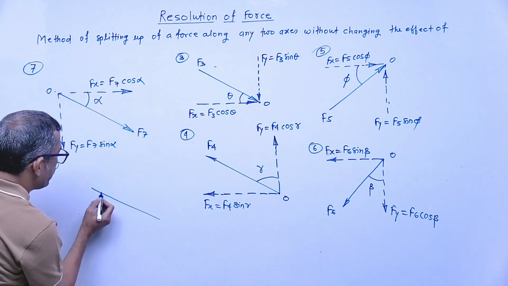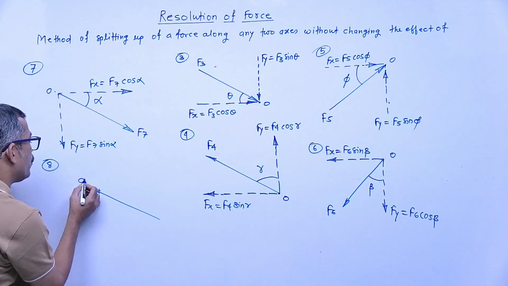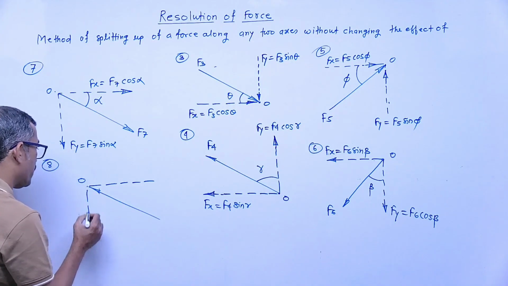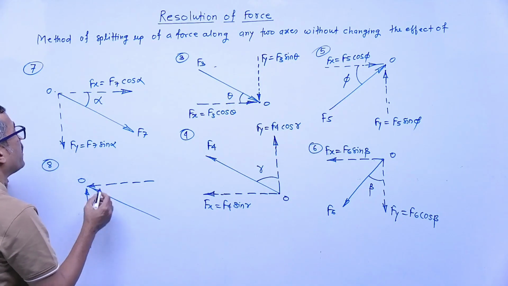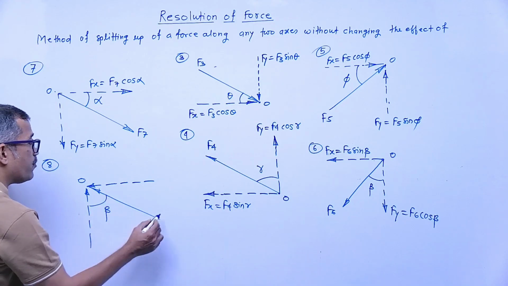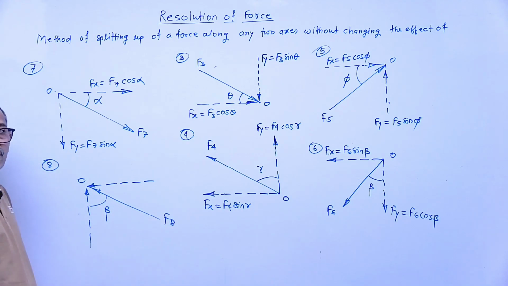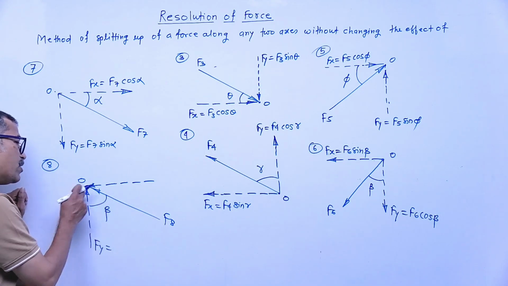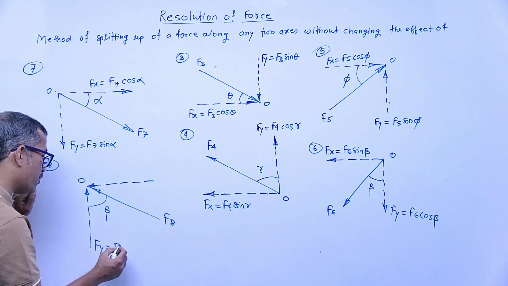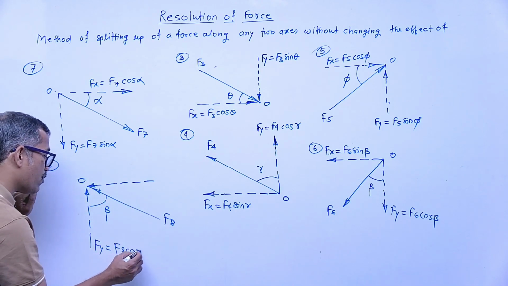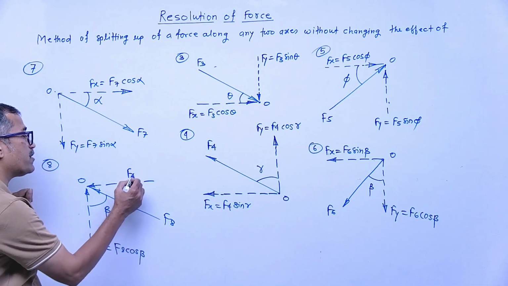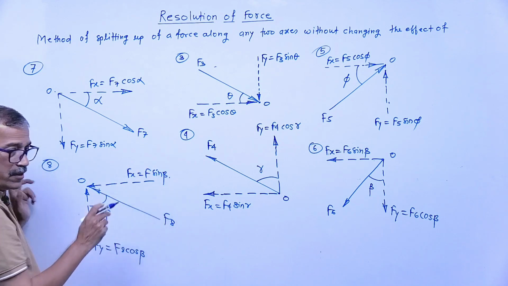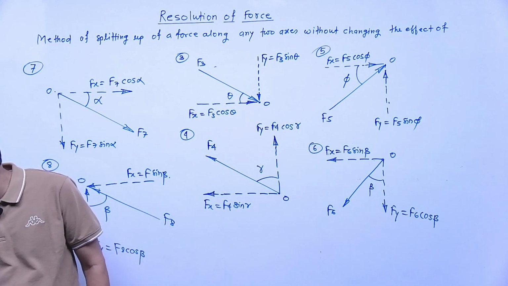Number 8. Force is acting towards this point O. If force is acting towards, components must be towards. Angle is given with vertical, angle beta. Force is F8. Which component is cos? Vertical component becomes cos. Since force is towards, components must be towards. So this is F8 cos beta, and Fx is F8 sin of beta.